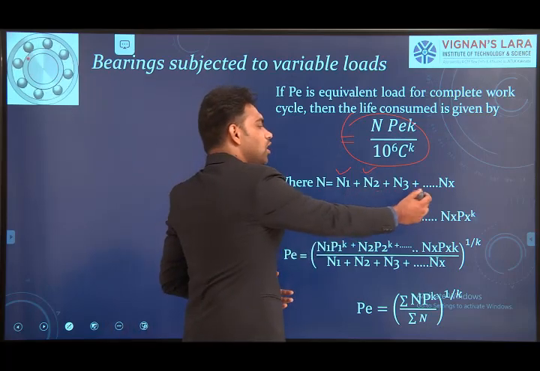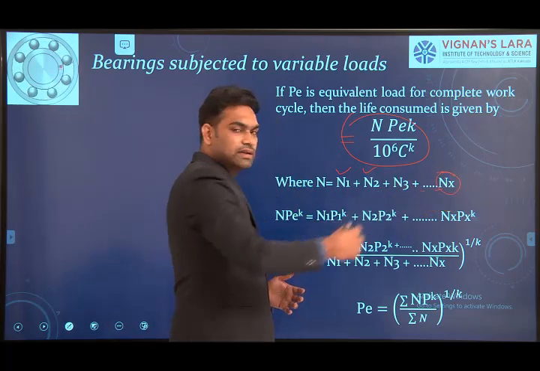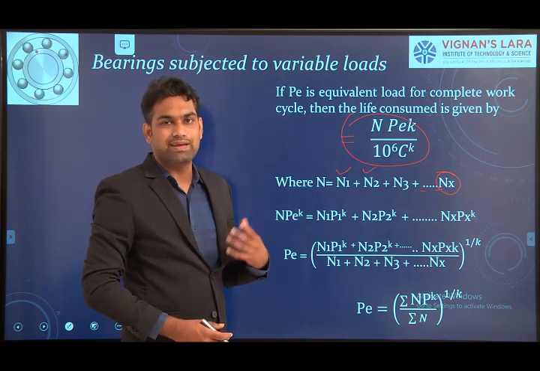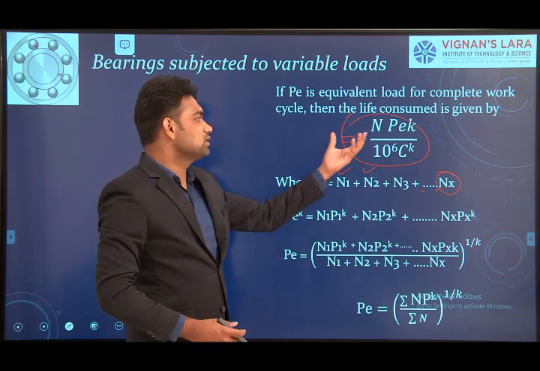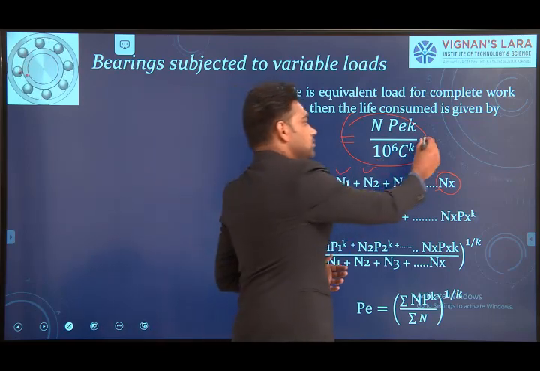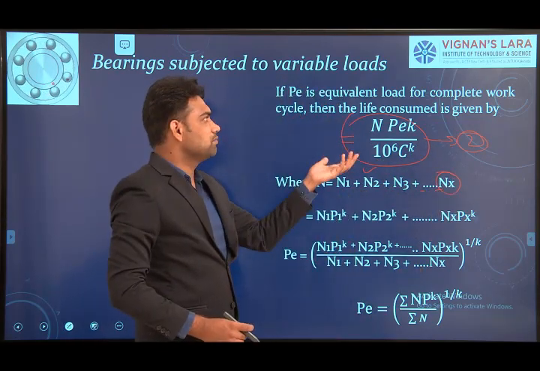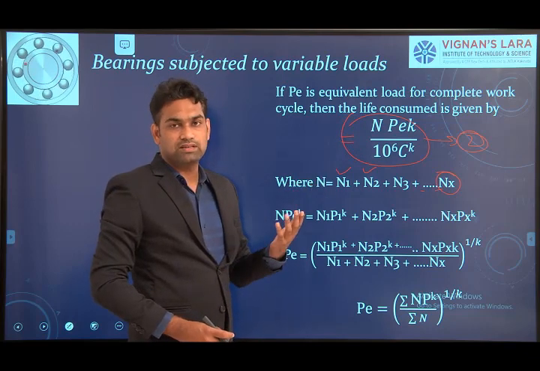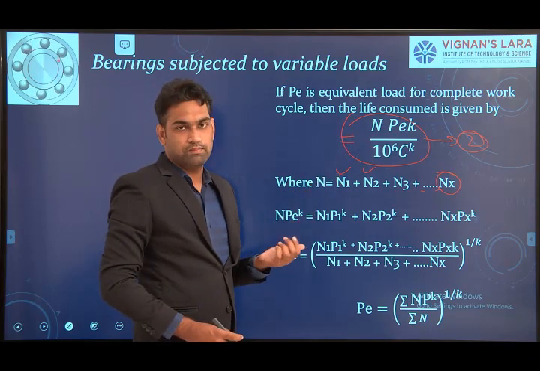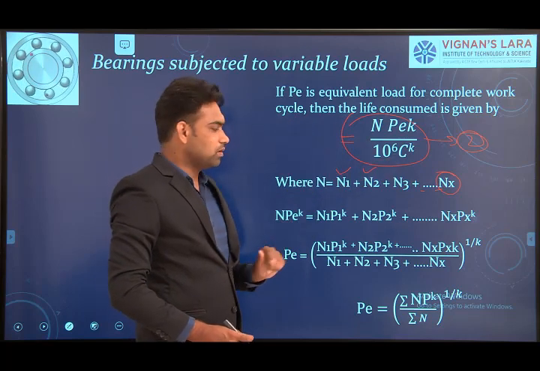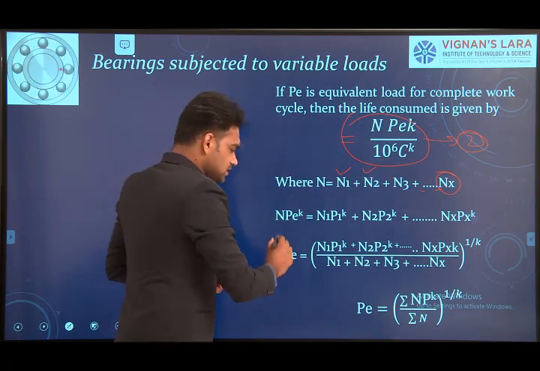Likewise, up to however many cycles you may have, you can sum up to that extent to get the total number of revolutions that the bearing can operate. So using that you can calculate these. This equation, given by the equivalent load for the complete work cycle, can be written as n into Pe power k by C into 10 power 6. So by equating equation 1 and 2, you can write this equation in this form.